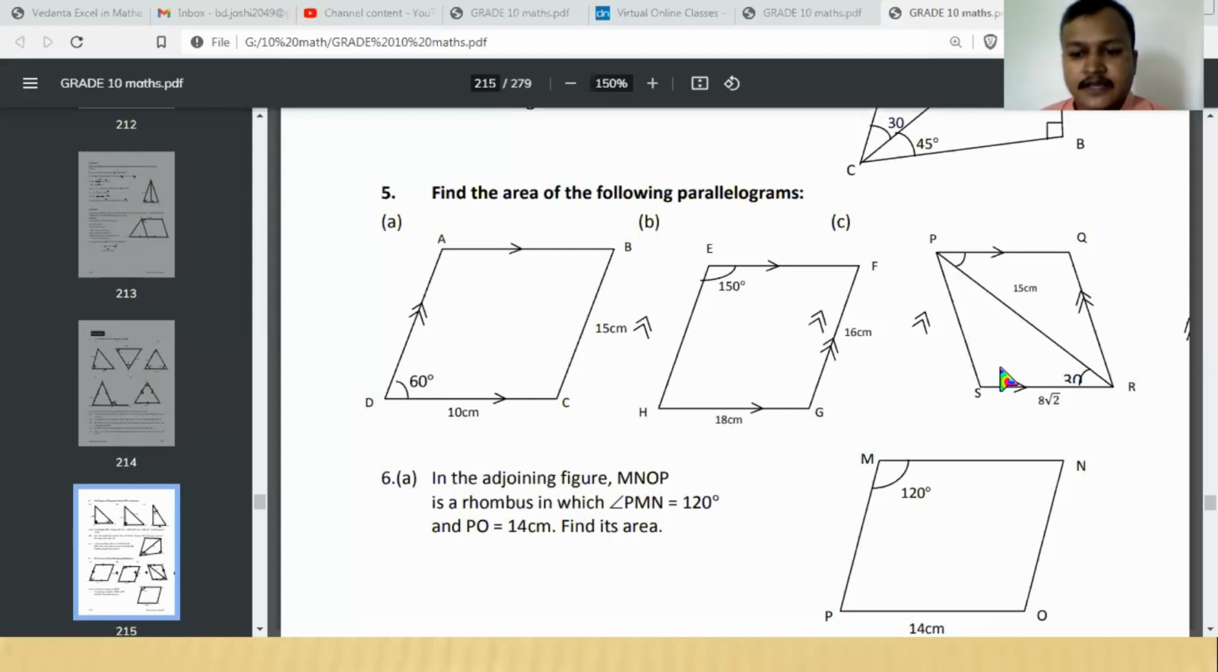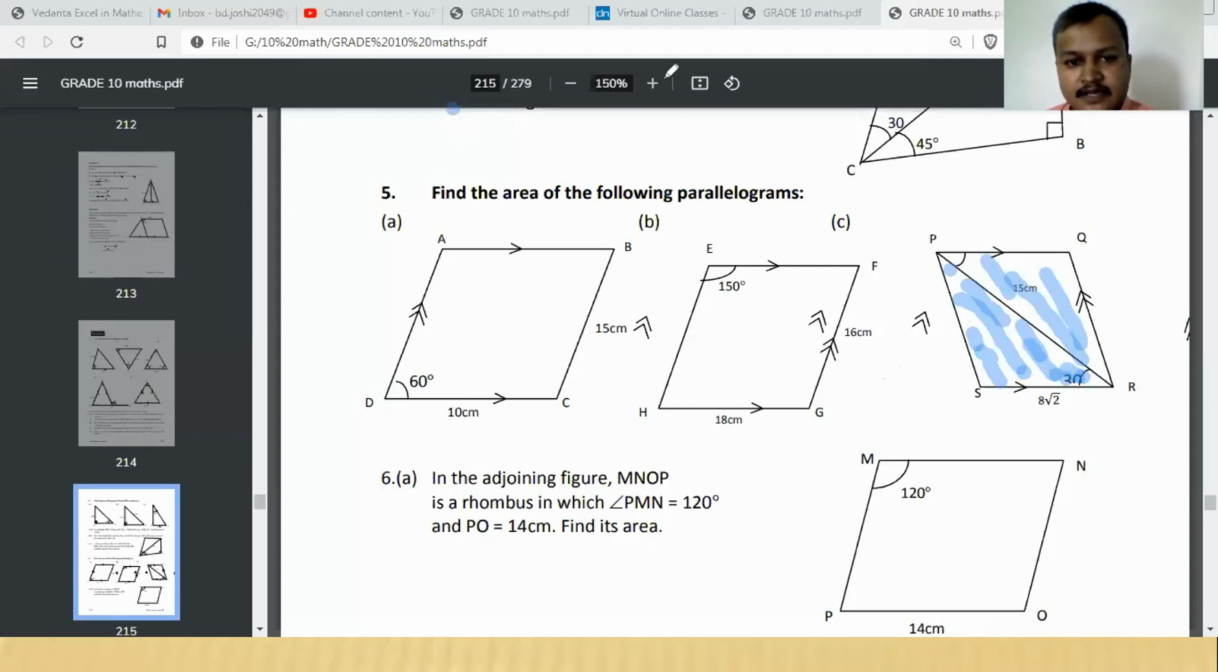And if we know the area of triangle PSR, a parallelogram is divided by its diagonal into two equal parts. Always, in every parallelogram, the diagonal divides the parallelogram into two equal parts. This upper part, that means triangle PRQ as well as triangle PSR, are equal in area.